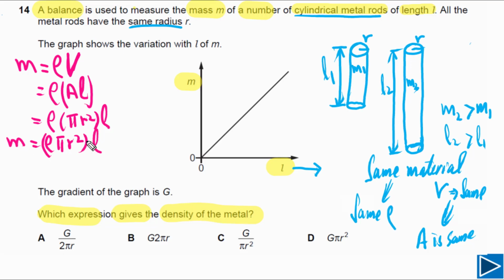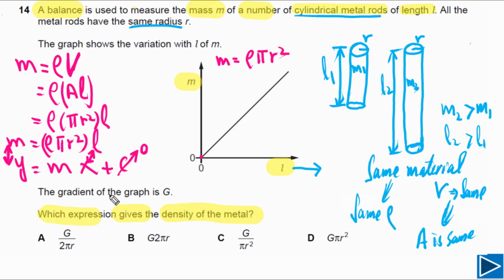If you look at this equation now, this is a straight line equation. We need to compare this one with y equals mx plus c. C is the y-intercept, but in this case the line is passing through the origin. It simply means c is equal to 0. The x quantity is L because this is plotted on the x-axis, and the gradient here, we can write down, m is the gradient, and m is equal to rho pi r squared. So this is the gradient.